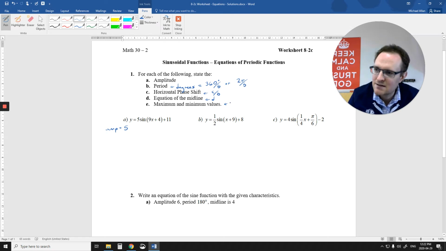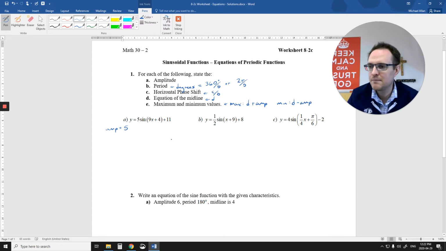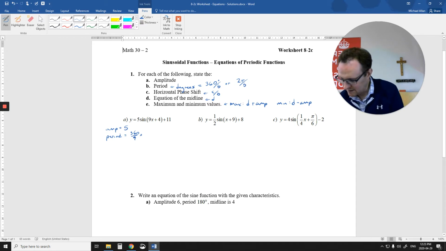So my max is going to be D plus the amplitude, and my min is going to be D minus the amplitude. Now I keep on saying amplitude because you have to watch out: you can't just say A, because A may be positive or negative, but the amplitude is always a positive number. So let's go through these and figure out what they are now. My period is going to be 360 divided by 9. What's 360 divided by 9? 40.